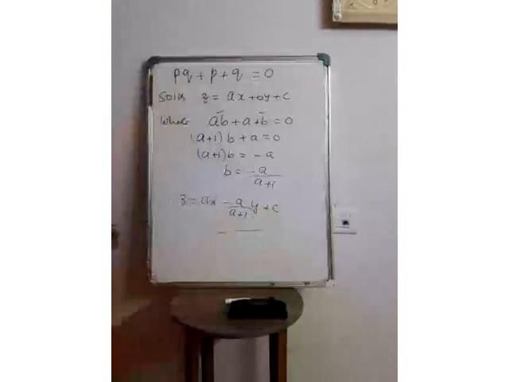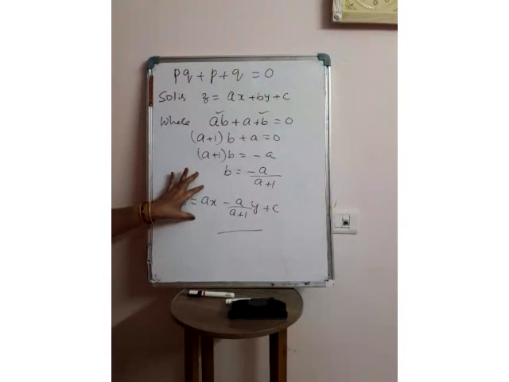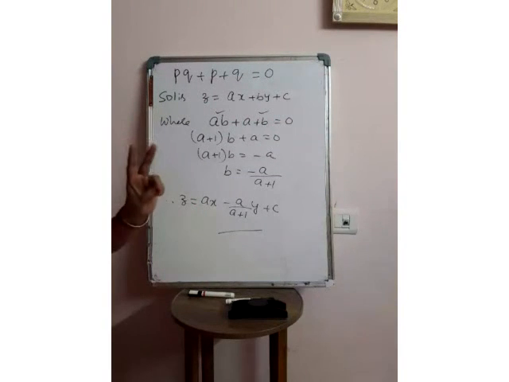There is no rule that always you have to convert b in terms of a. You can also write a in terms of b and write the solution. Finally, what you have to check is that in the solution only 2 constants should exist, because we have a relation and a condition.